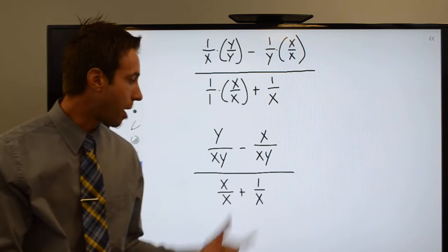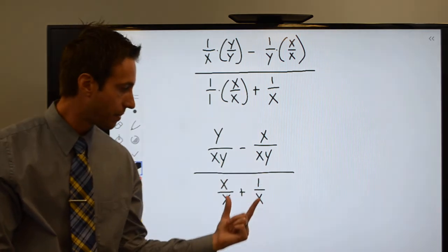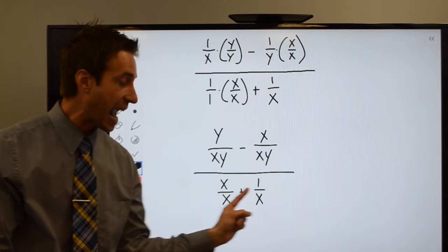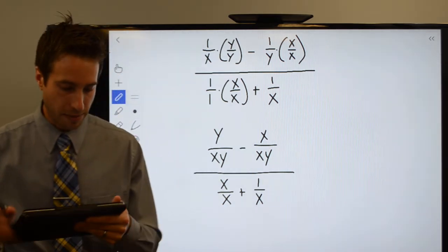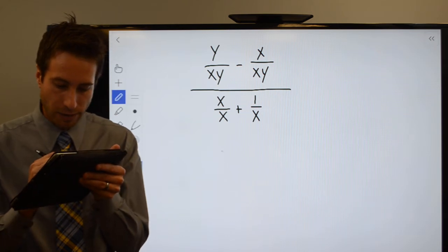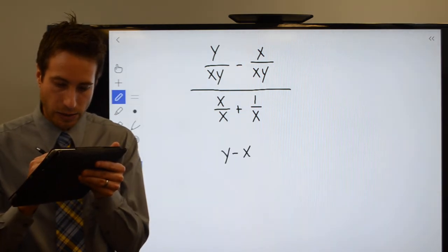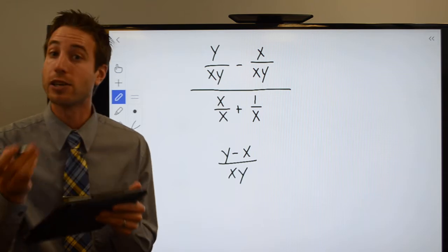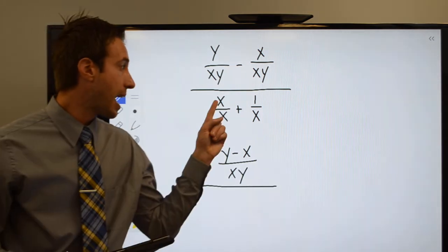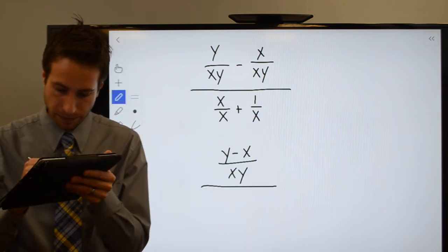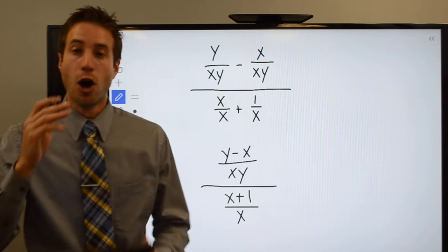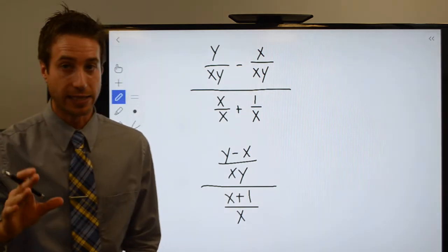Now that I have my common denominators, xy, xy, x, and x, I can subtract the fractions in the top. I can add the fractions in the denominator. So let's do that. I'm going to have y minus x over my common denominator, which is xy, all divided by x plus 1, all over x.